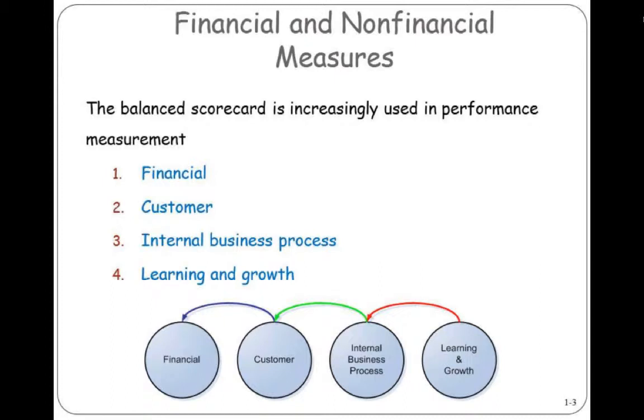As we talked about many times, the bouncing ball model: if you do the right things for your employees for learning and growth, that will result in improved internal processes, which will result in improved customer performance, which would improve your bottom line. And so, as you judge your organization, you don't just want to judge on the bottom line, because that's short-term oriented. You also want to judge how well they're doing in these other 3 areas, because that will ensure long-term bottom line growth.